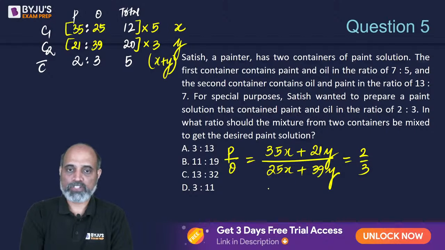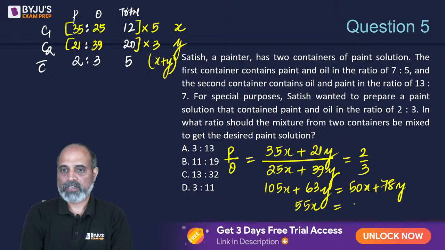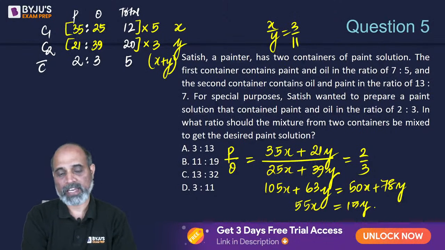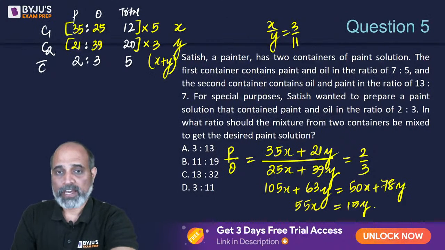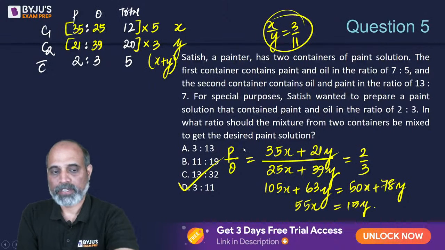So if we cross multiply, we will have 105x plus 63y is equal to 50x plus 78y. If we rearrange, we will have 55x is equal to 15y, or we will have x by y is equal to 3 upon 11. So the ratio in which we have got paint and oil mixed, right, is 3:11, which is our option D.